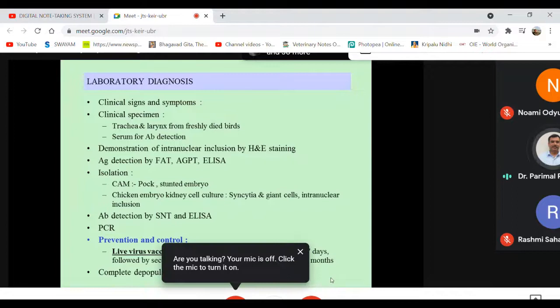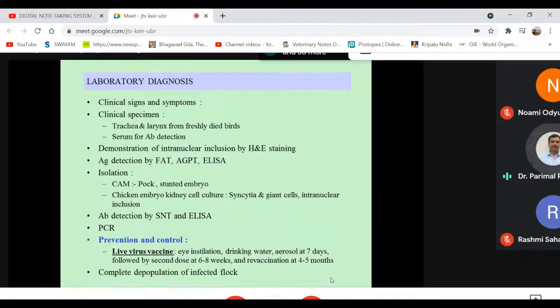However, the problem is that mortality is 20 to 60%, and the other birds will recover. The recovered birds may carry the infection and act as carriers. This is a common problem with all herpesvirus infections: latency may occur, and at any point they may revert back, shed the virus, and become a source of infection for others. So complete depopulation of the infected flock and all-in all-out practice are the measures we need to take for controlling the infection, okay?